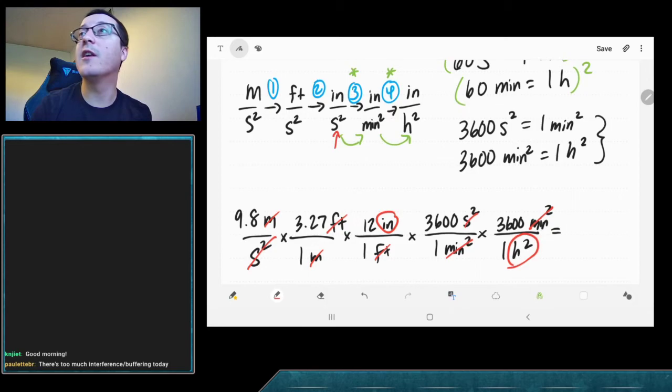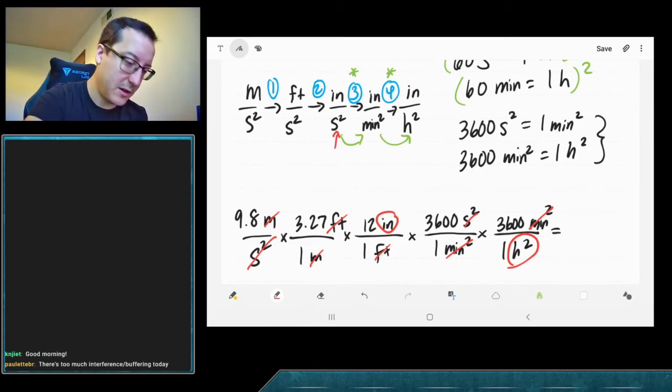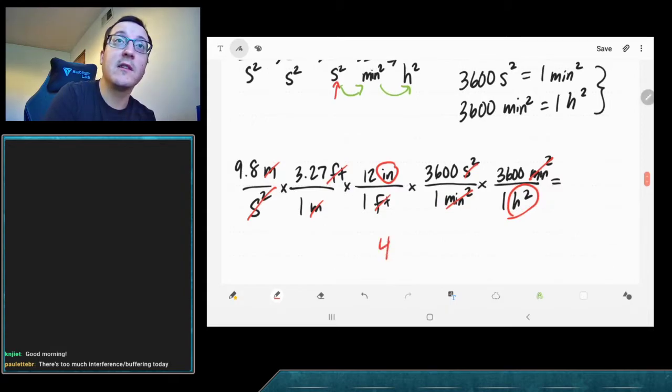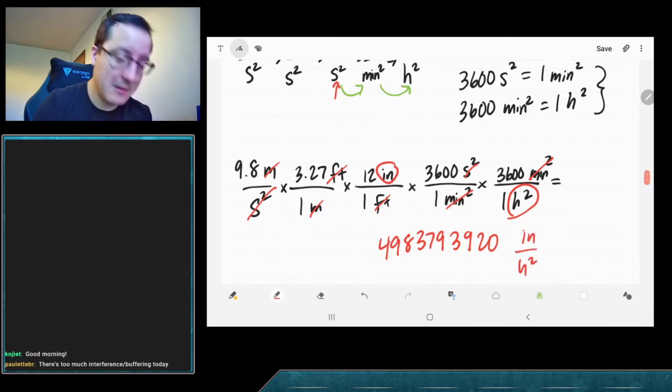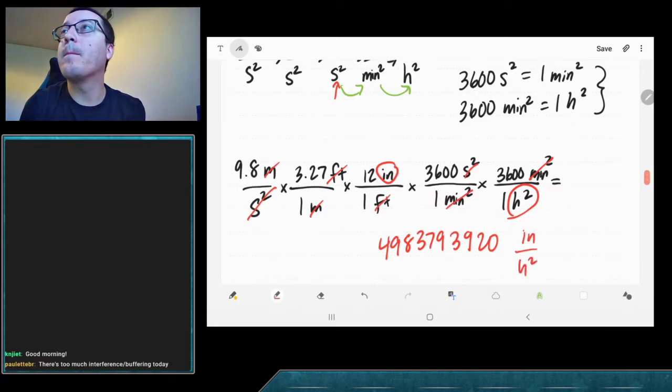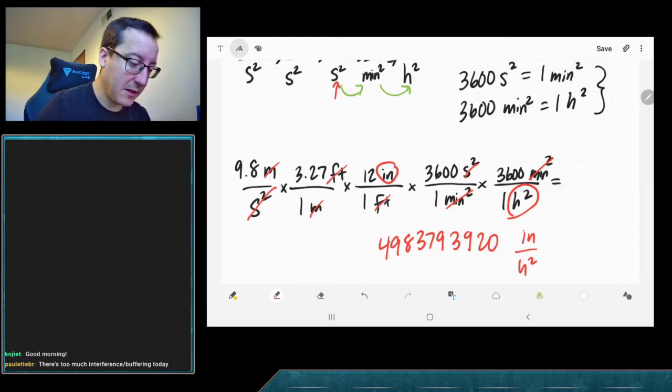And it looks like we have a lot of math to do here, so let's go ahead and do it. So we have 9.8 times 3.27 times 12 times 3600 times 3600. And we get this crazy big number. I'm going to write it down here because I will not have space otherwise. Oh no, it's 3793920 inches per hour squared. All right, some completely absurdly big number.